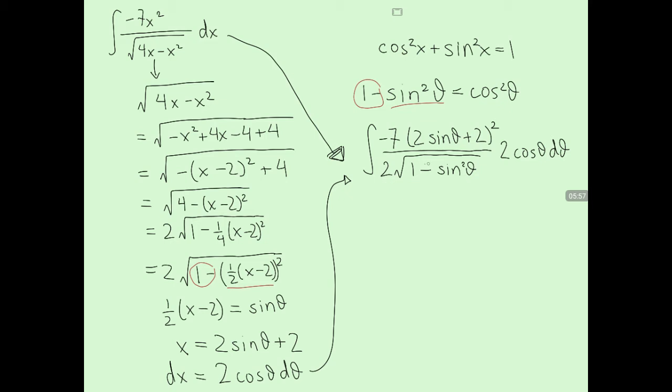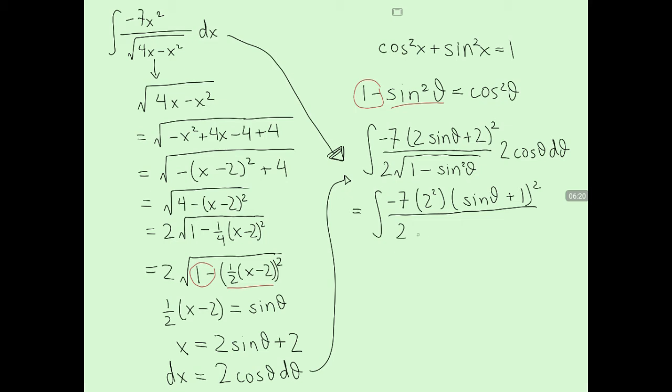Now, if we continue to simplify this, we can actually rewrite this top part as 2 squared times sine theta plus 1 squared. And this just makes the squaring process slightly more simple.